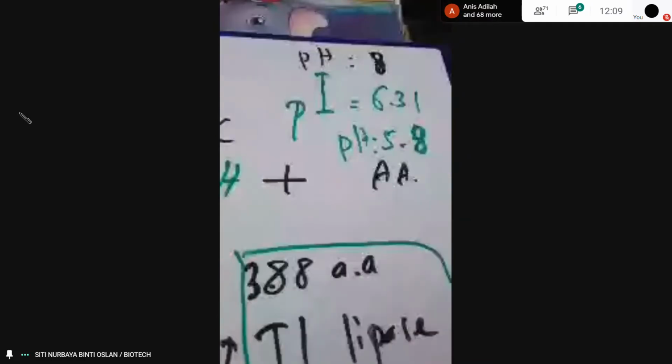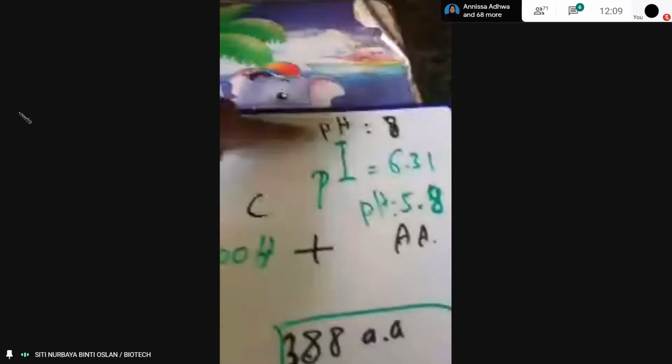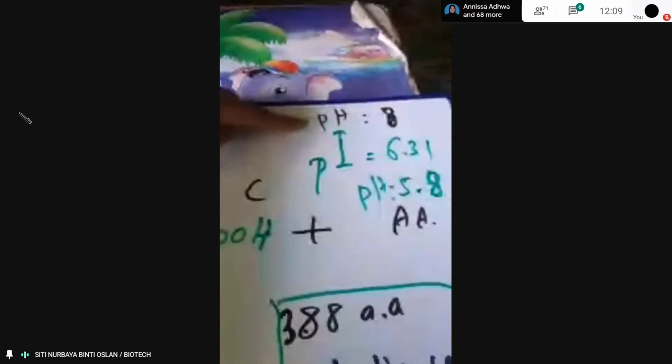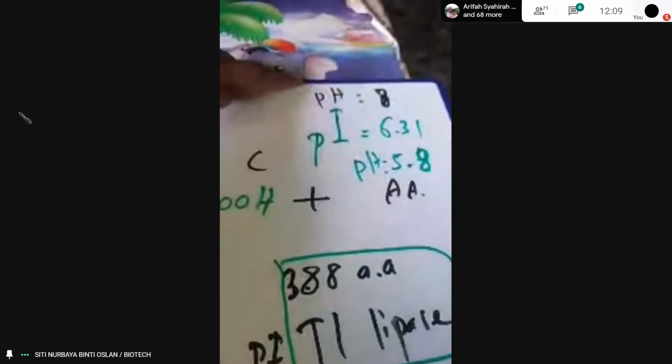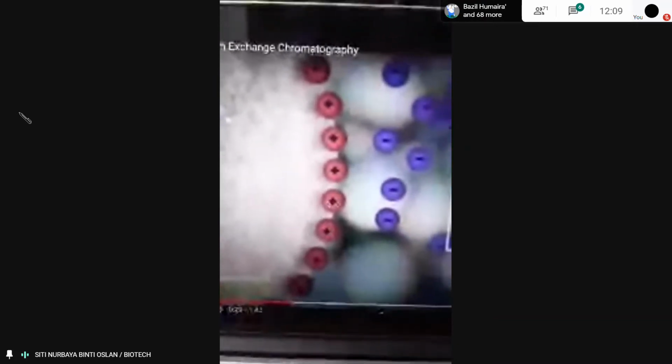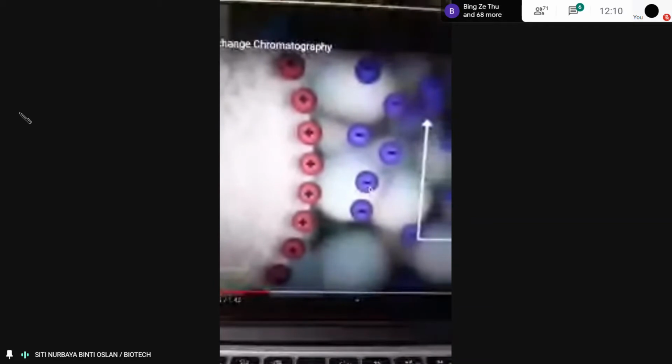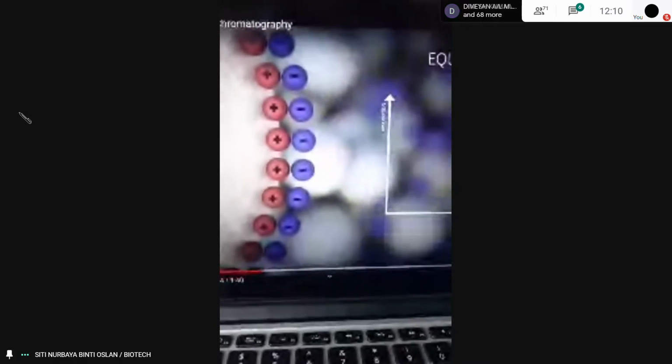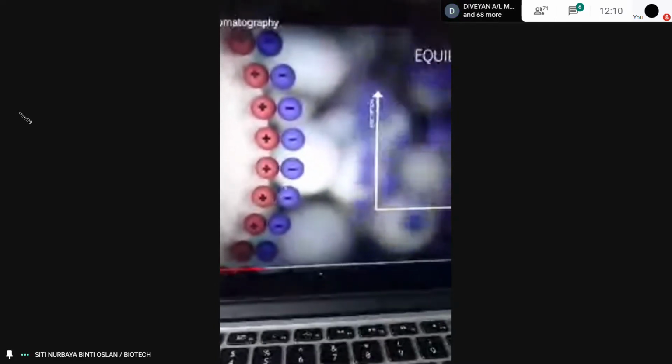We have prepared our protein just now. If you want it to be negatively charged, we need to increase the pH so that the T1 lipase will become negatively charged, because we want to use a positively charged matrix. That means the protein, the T1 lipase, should be negatively charged. So if you look here, all the negatively charged protein will bind to this.